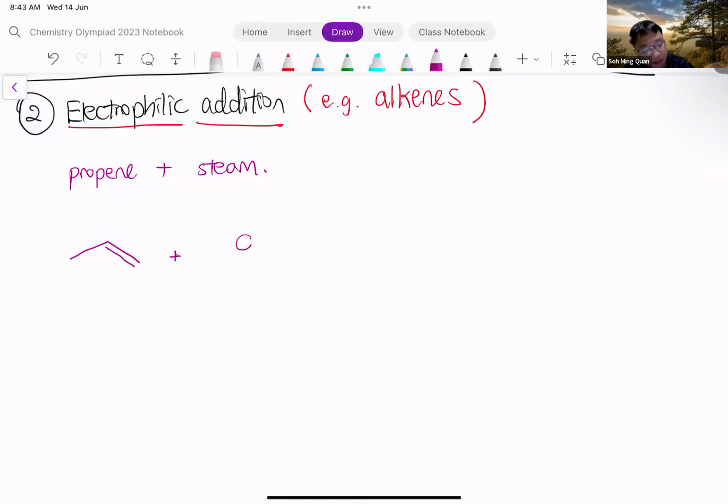Now we have steam next. Steam is H2O, so this one doesn't have a skeletal formula. Here we merely draw the usual H2O Lewis structure, not the dot and cross. Now, H2O is a polar molecule. It contains O-H covalent bonds, which we know are polar covalent bonds because oxygen is more electronegative than hydrogen. So oxygen has a partial negative charge, and hydrogen has a partial positive charge.